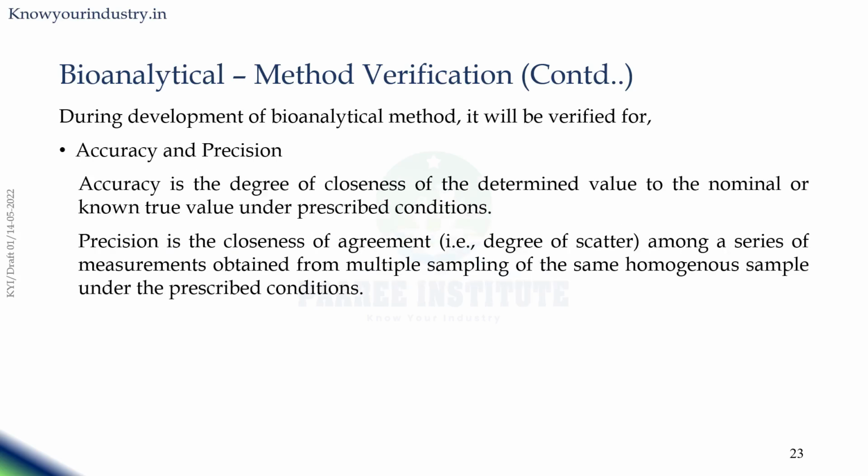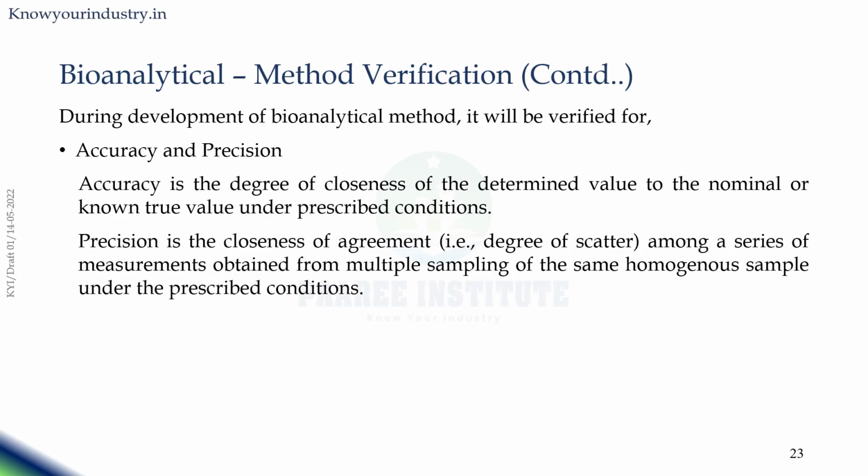Next comes the accuracy and the precision of the method. So what is accuracy? Sometimes it is called recovery. Accuracy and recovery are different terminologies used to denote the same thing in the bioanalytical method. Accuracy is the degree of closeness of the determined value to the nominal or known true value under prescribed conditions.